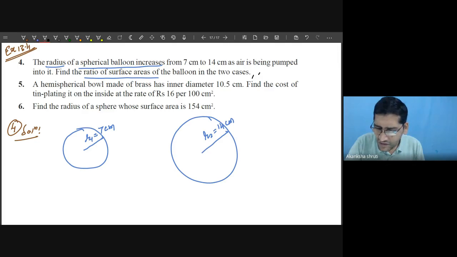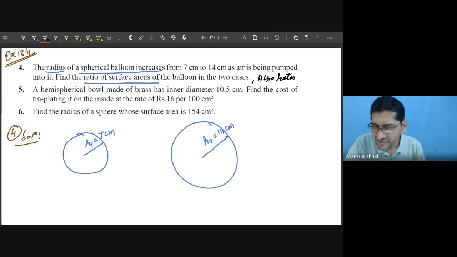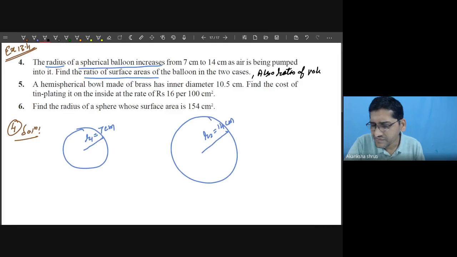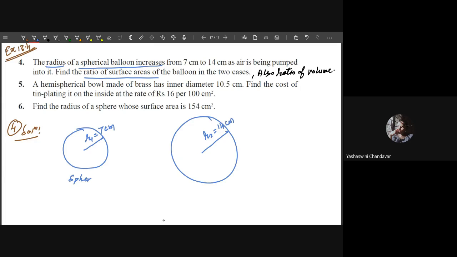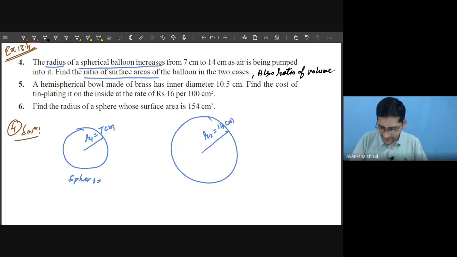Okay, student. Also the ratio of their volume. The ratio of volume, that we will do also. Both things we will calculate. So students, how do we calculate the surface area of a sphere 1, or you may call this a spherical balloon? 4 pi r square. Yes, and this as sphere 2.